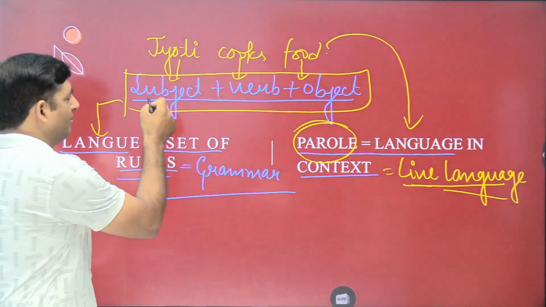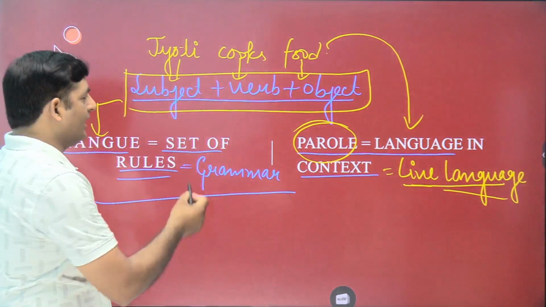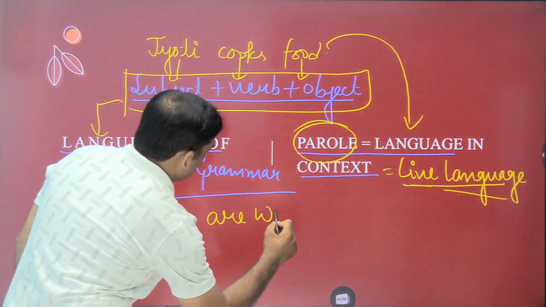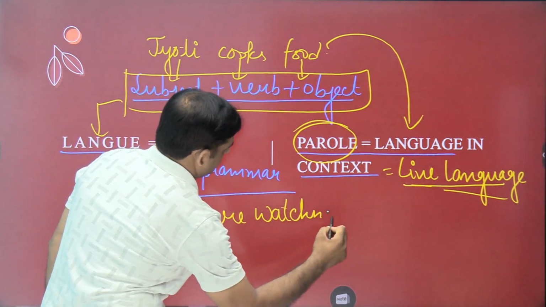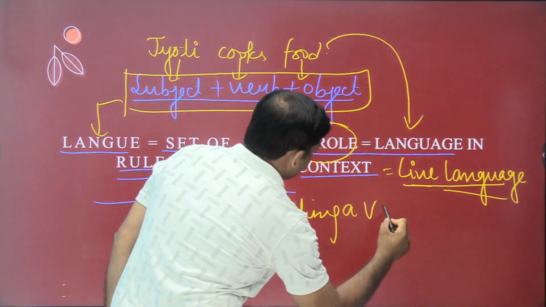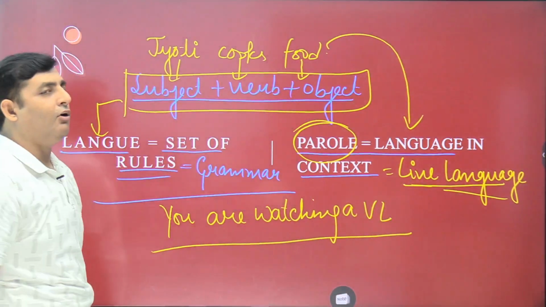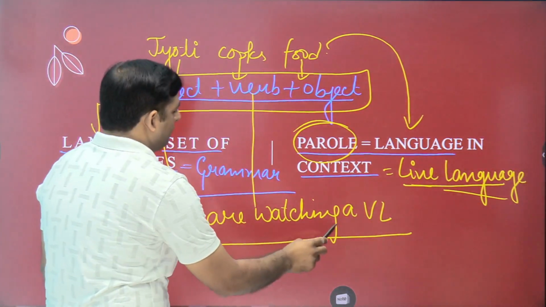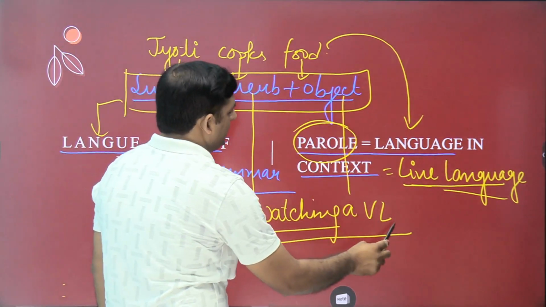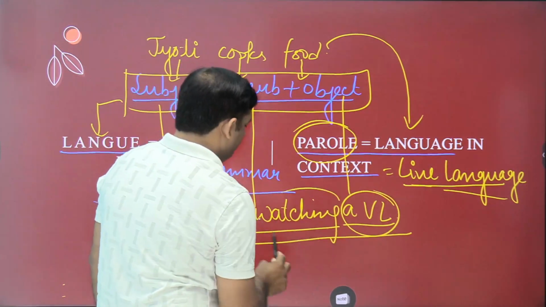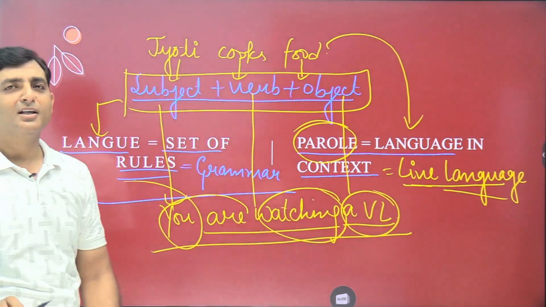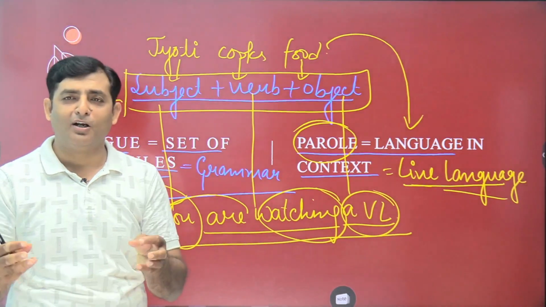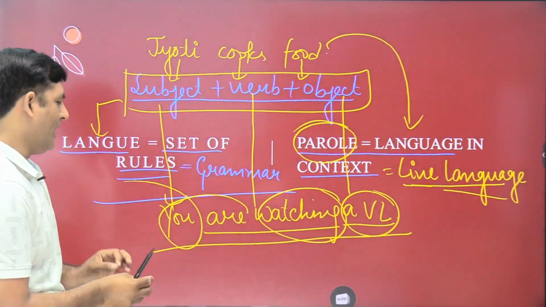Lang will remain the same. You can write another sentence here. Just say, you are watching a video lecture. You is the subject, the verb is are watching, and the object is a video lecture. Subject, verb, and object means lang will remain the same and parole will change. Parole means language in context. One more example.